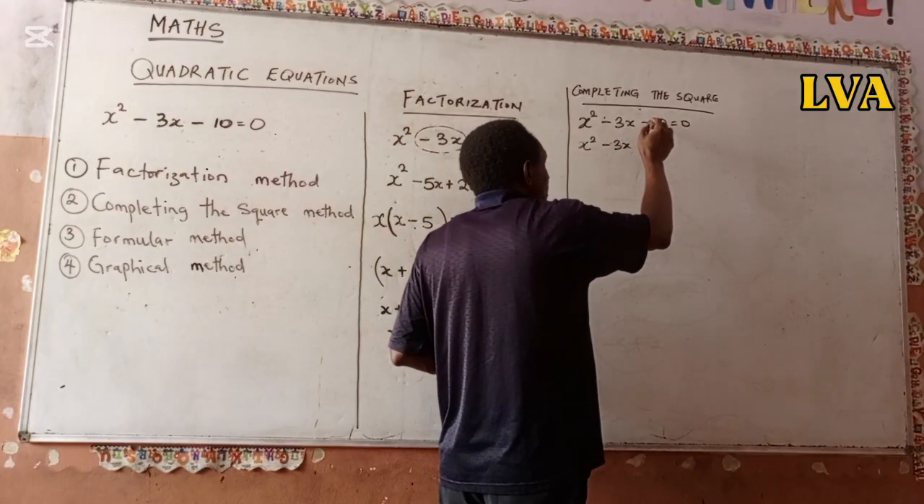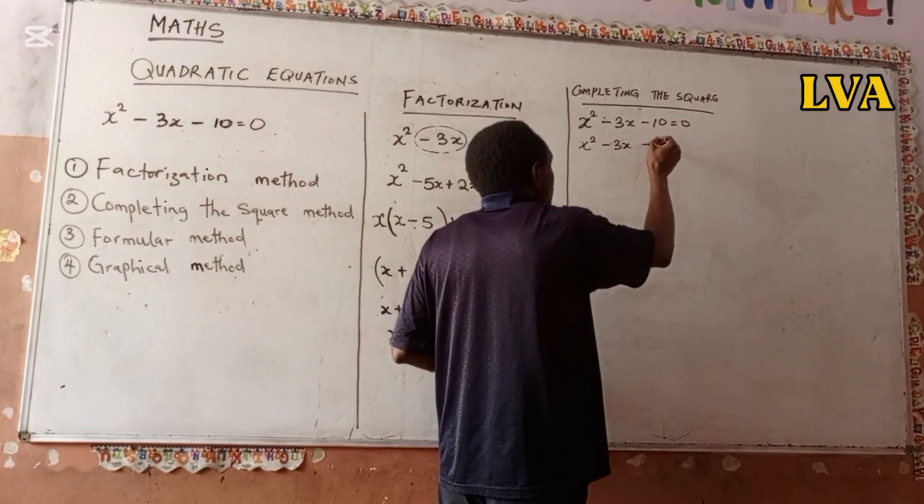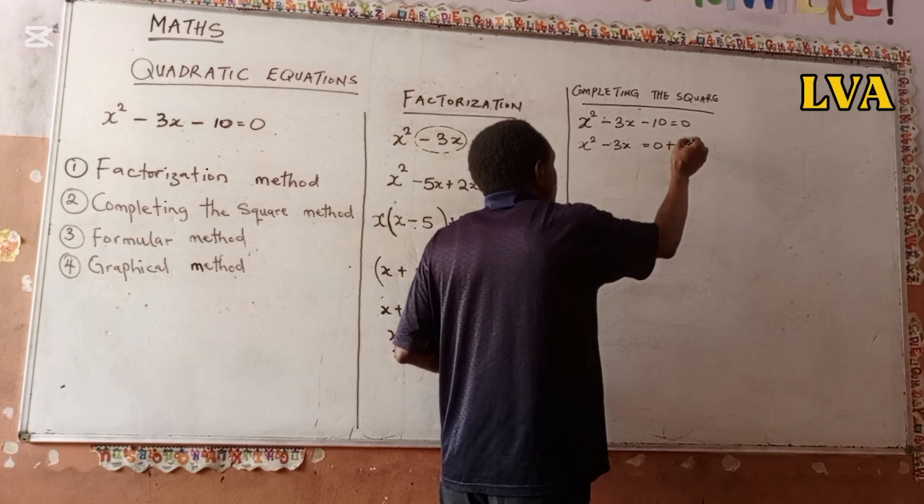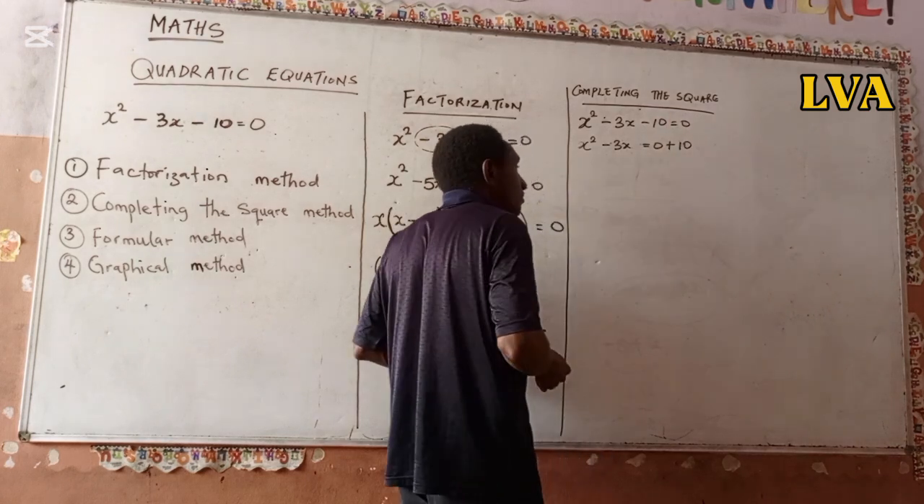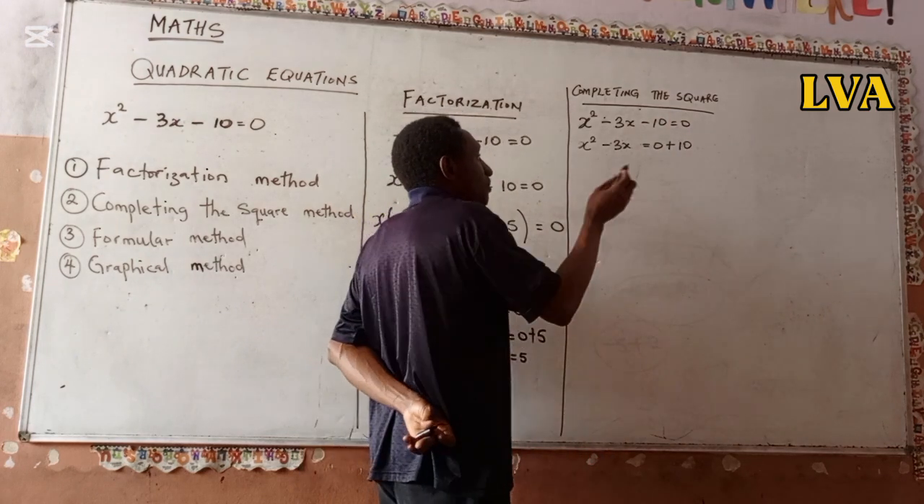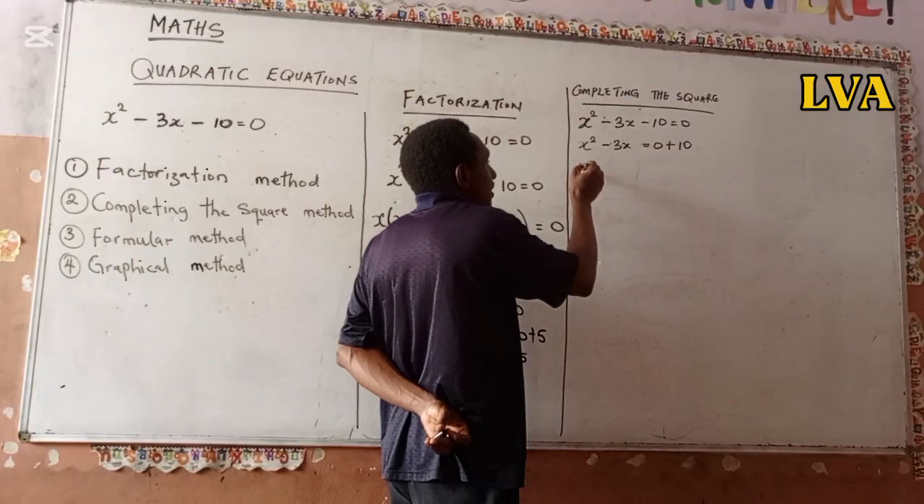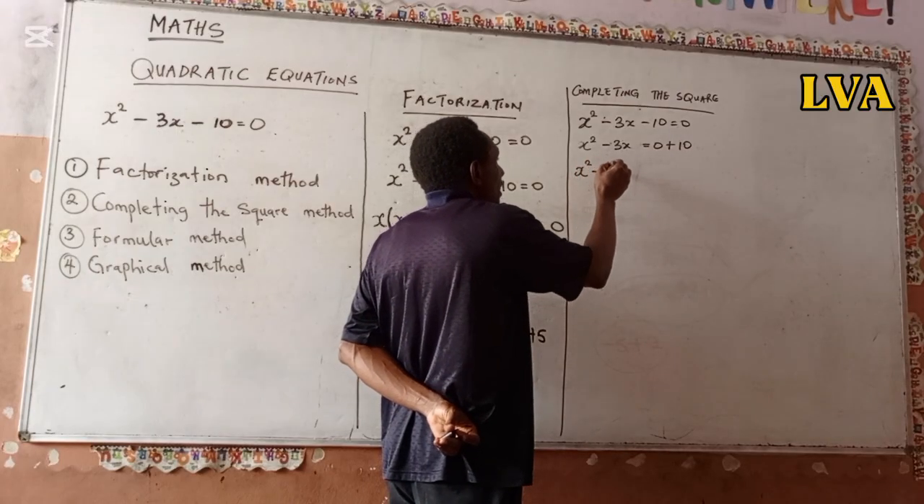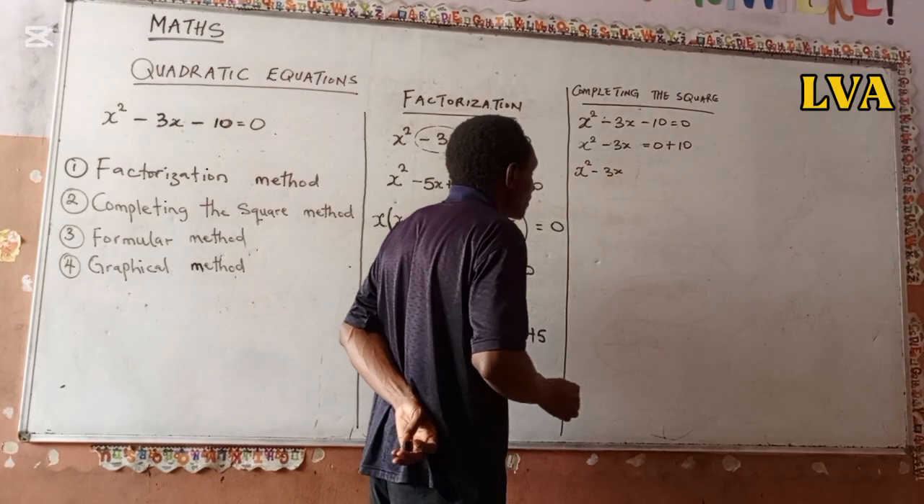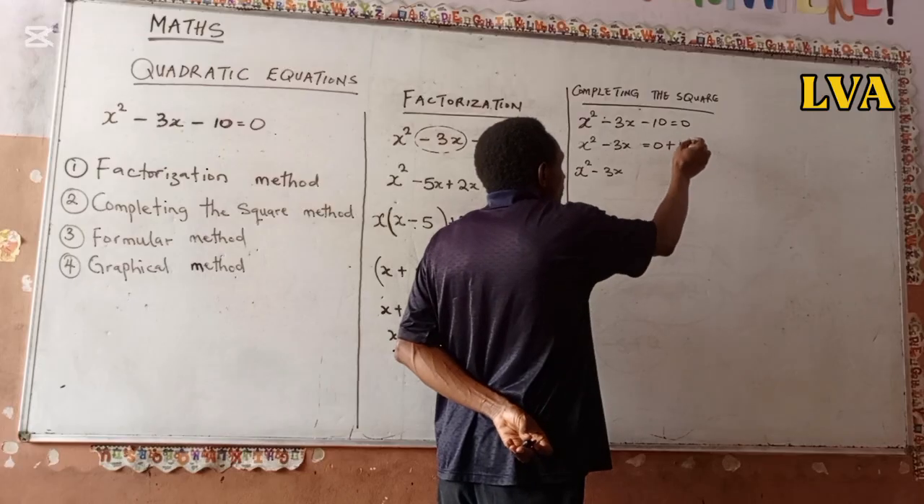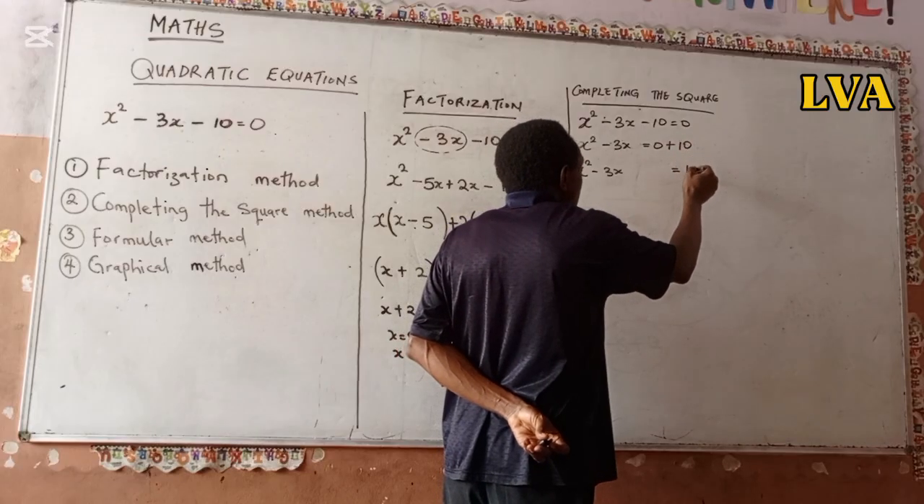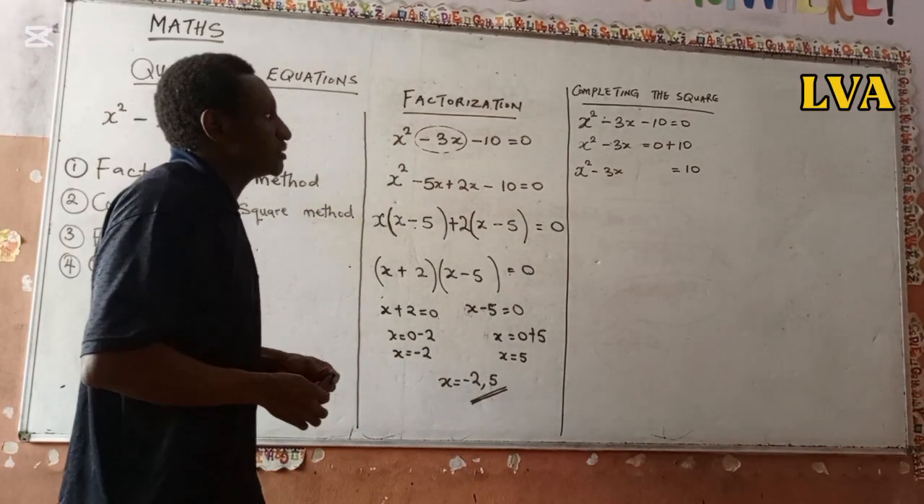And when the 10 goes to the other side, what you have is 0 plus. If it crosses over, it becomes plus. So what I have is 0 plus 10 on the right hand side, and on the left hand side I have x squared minus 3x. Of course, 0 plus 10 is still 10.